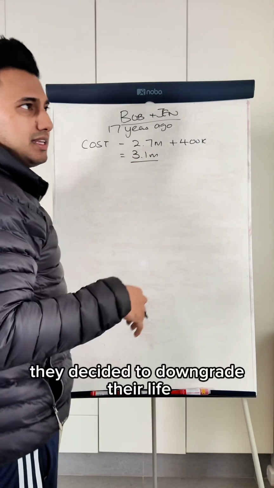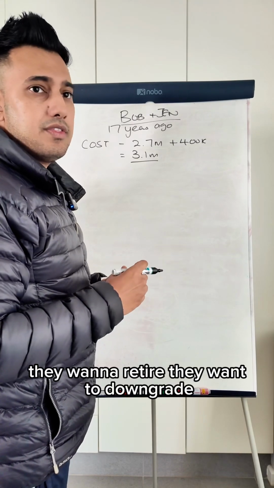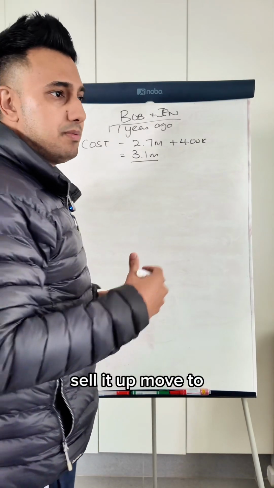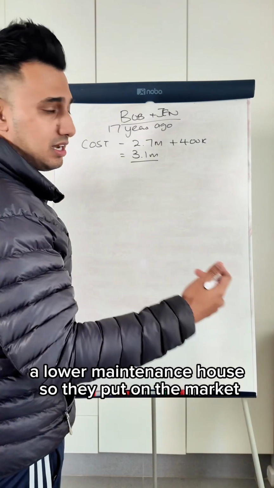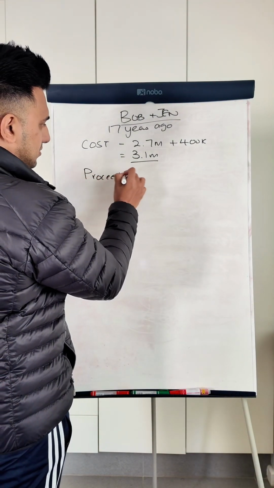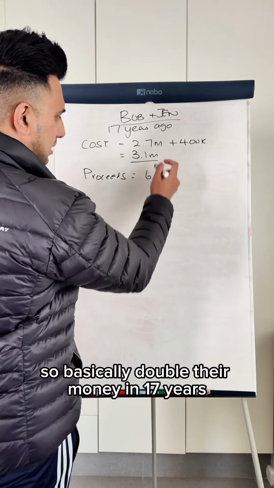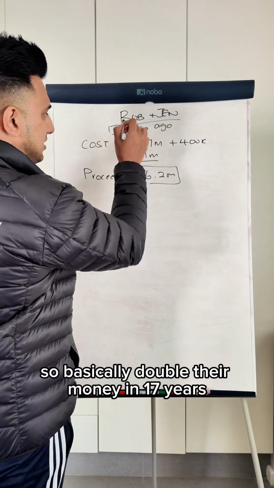They put it on the market. They decided to downgrade their life. You know, in their 60s, they want to retire. They want to downgrade, sell up, and move to a lower maintenance house. So they put it on the market. They received 6.2 million rand for the property. So basically double their money in 17 years.